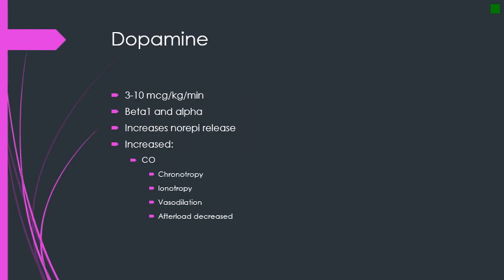Now, the typical dose of dopamine is about 3 to 10 mics per kilo per minute, and that's going to stimulate your beta 1s and your alphas. It increases that norepinephrine release, so you can get an increase in your cardiac output, and you'll have that increased chronotropy, inotropy. You still get that vasodilation, especially in conjunction with that renal bed. You can still have some vasodilation there, as well as you can get a decrease in your afterload, so that will actually help to decrease the strain on your left ventricle.